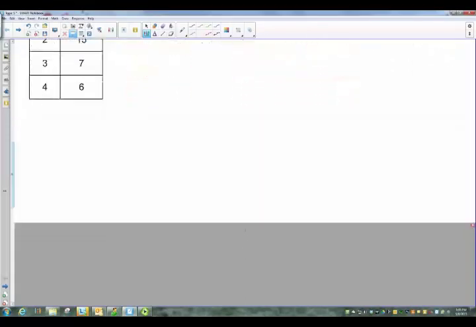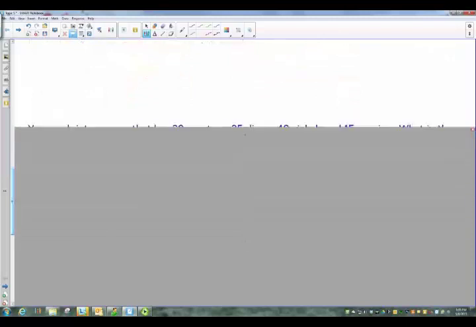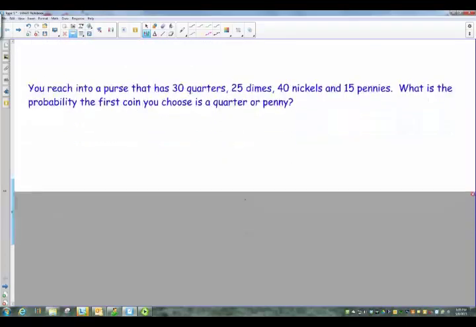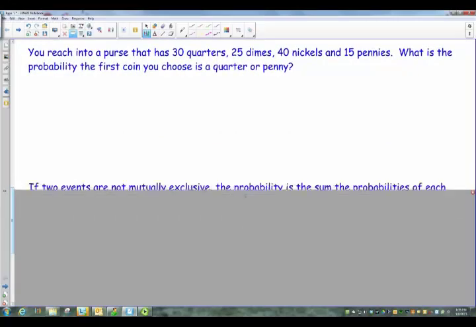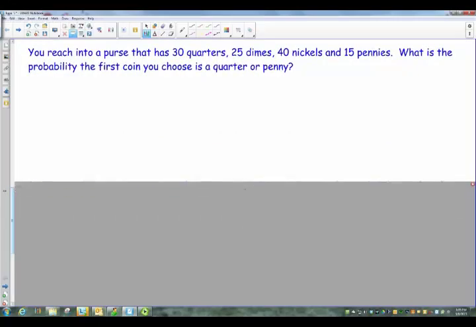Okay, next example. You reach into your purse and you have 30 quarters, 25 dimes, 40 nickels, and 15 pennies. Okay, so you got a bunch of change in there. You want to know what's the probability that the first coin you choose is either a quarter or a penny.